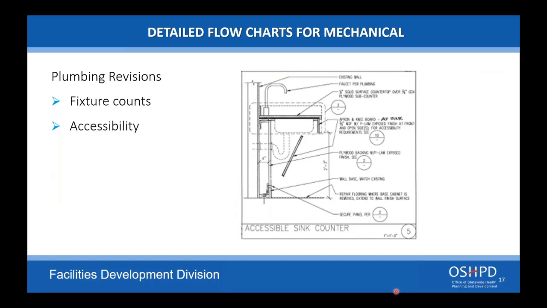So let's look at some plumbing revisions. If you're doing some plumbing modifications, we will look at fixture counts to make sure that the service being modified meets the required fixture counts. That's going to be toilets or labs, hand washing stations, etc. And we're going to look at accessibility for those units.